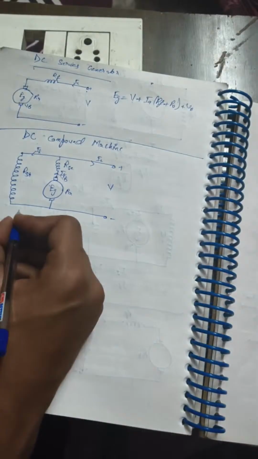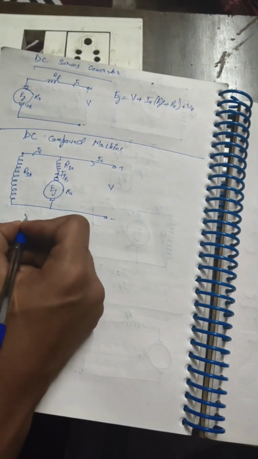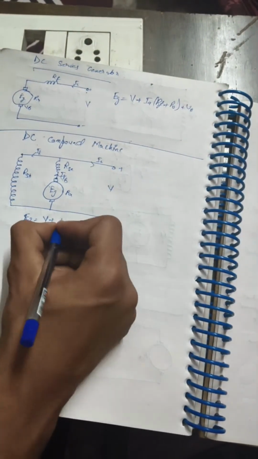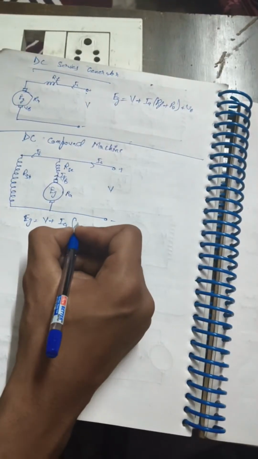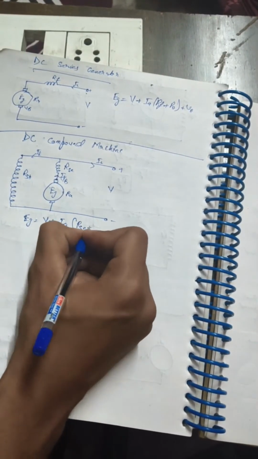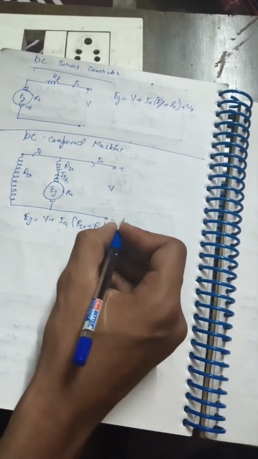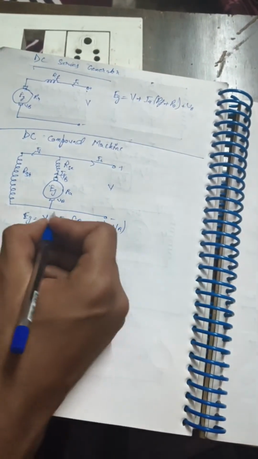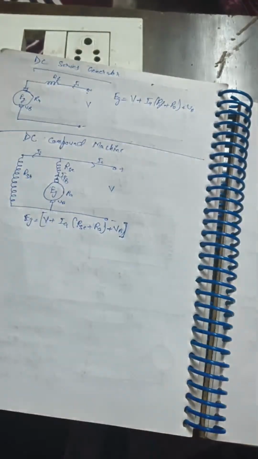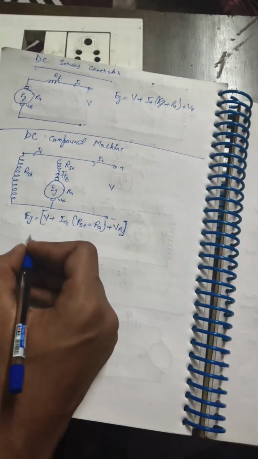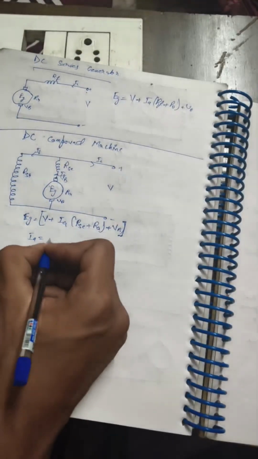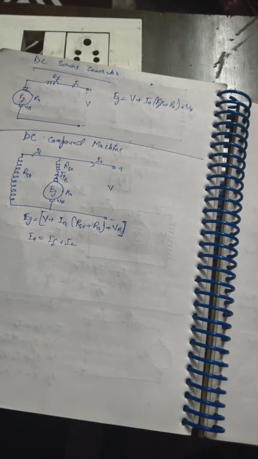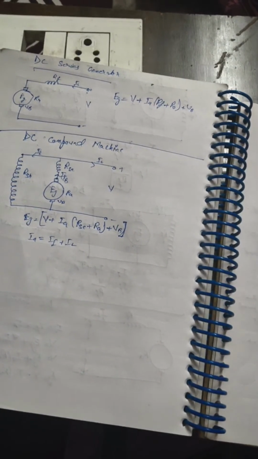The equation for the generator will be EG equals V plus IA (RSE plus RA) plus VB, the brush voltage drop. Sorry, we forgot to mention, this is the equation. However, IA equals IF plus IL. This is the same.